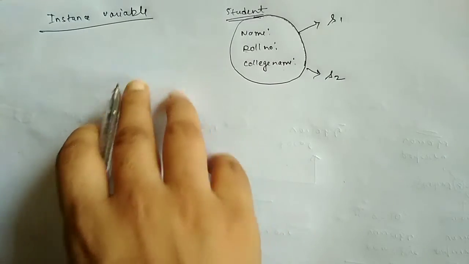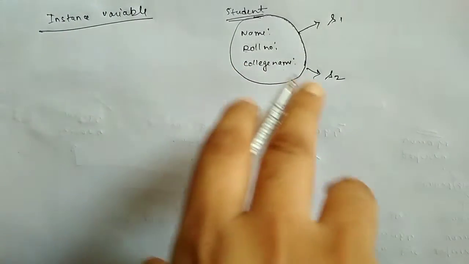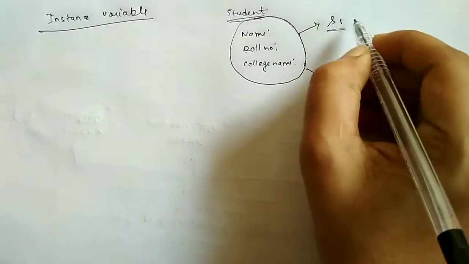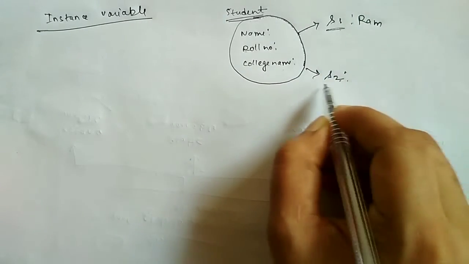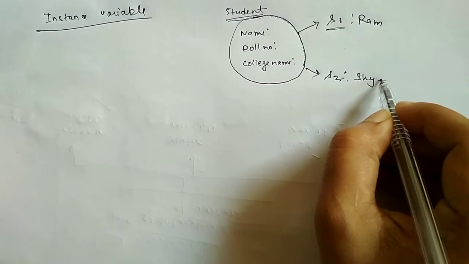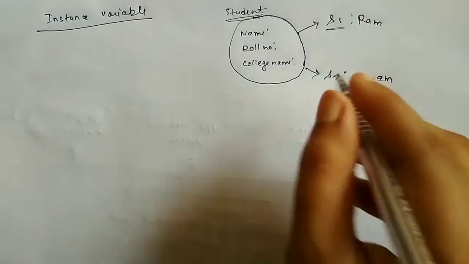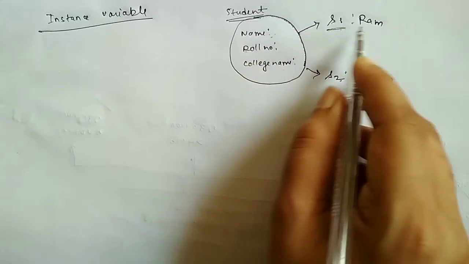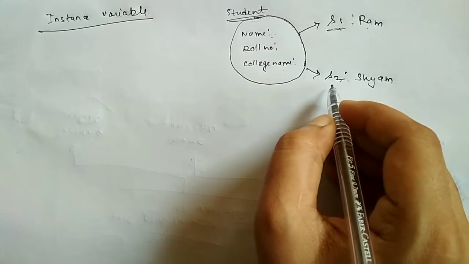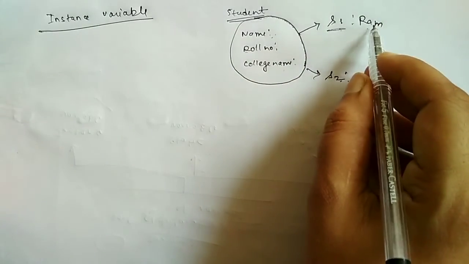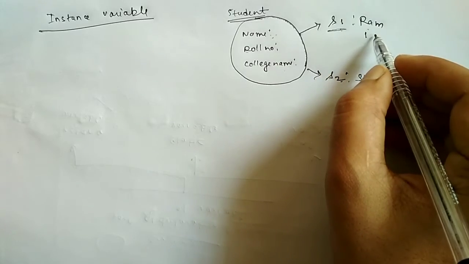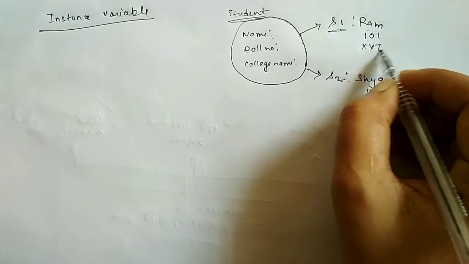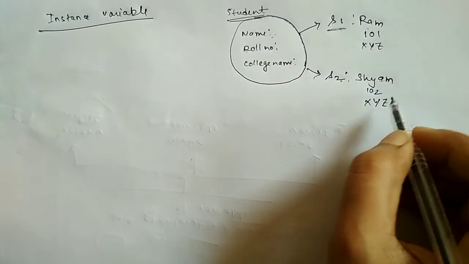An instance variable means the value of the variable varies from object to object. Suppose there is a student S1, Ram, and another student S2, Shyam. The name in student 1 will be Ram, and in student 2 the name will be Shyam. The roll numbers will be different. Let's suppose the roll numbers are 101 and 102, and the college name is XYZ, as they belong to the same college.